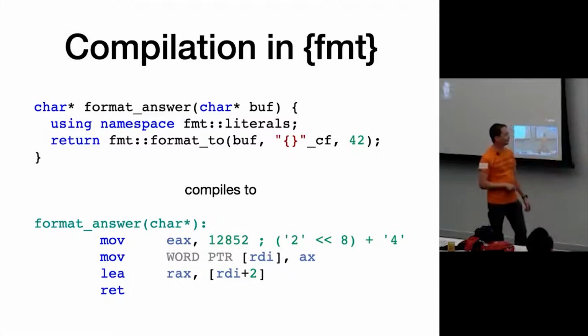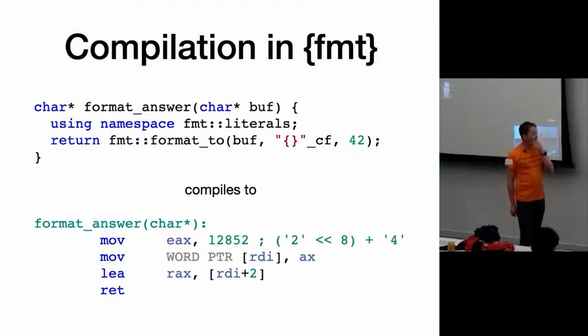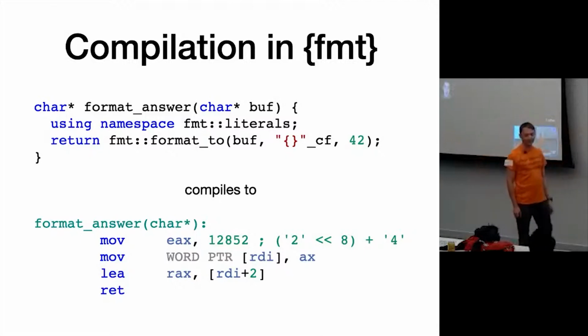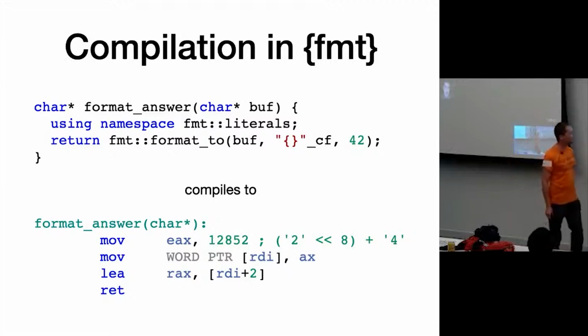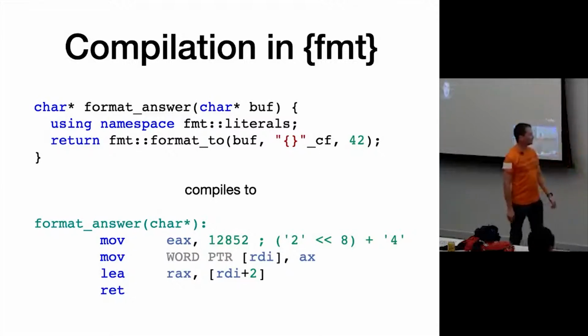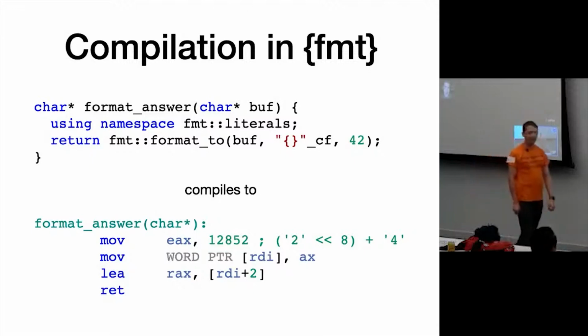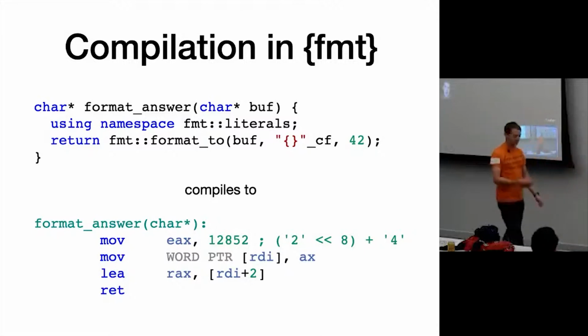If you add this _cf user-defined literal to the format string and don't change anything else, it magically removes any processing of the format string at runtime. What it compiles to is just storing the ASCII characters 4 and 2 at the address. It basically compiles into 3 instructions and a return. Magic.